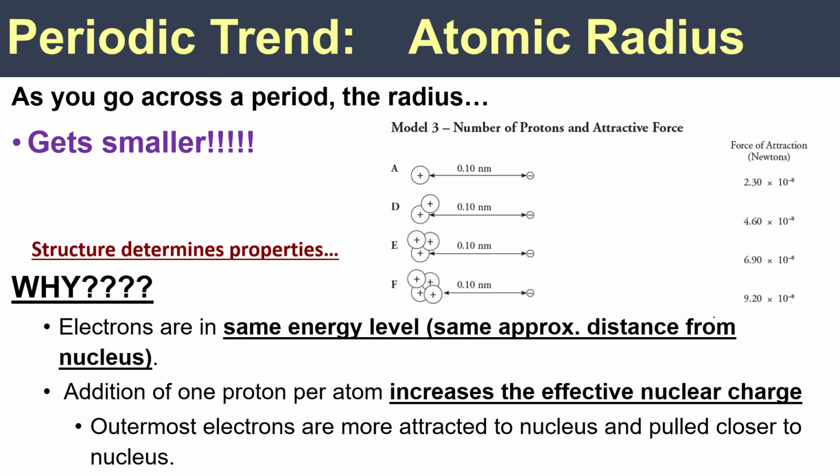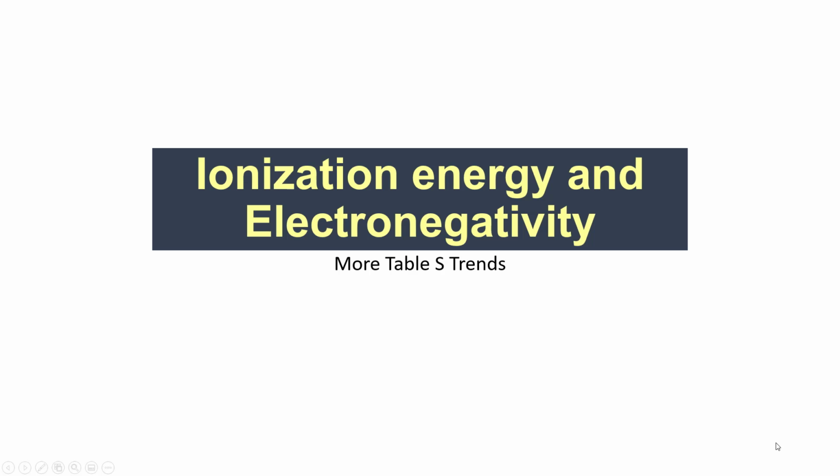So if you think about it, it is the fact that the effective nuclear charge is increasing and the outermost electrons are now more attracted to the nucleus and therefore pulled closer to it. So in argon, where we had 18 electrons, those electrons were more attracted to the nucleus than they were in sodium, where we only had 11. And as a result, the argon atom was smaller. All right, so that is one trend in the books.